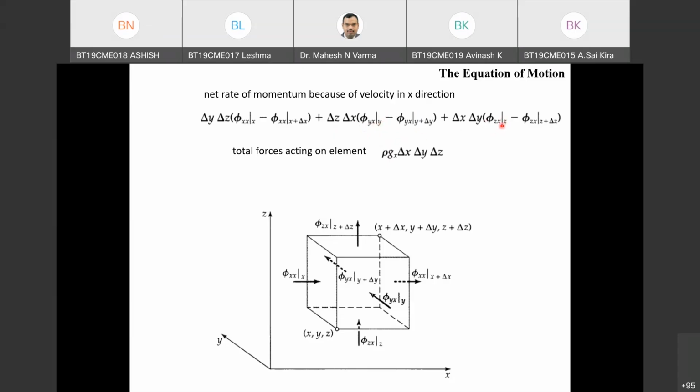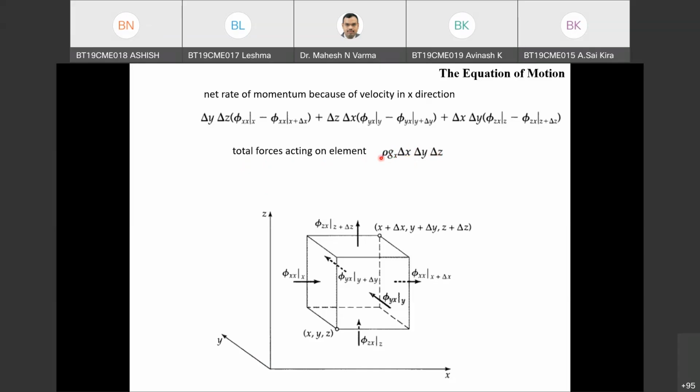Similarly, this is the z component, the rate of momentum coming in, and this is the rate of momentum going out, and this is the surface area, delta x, delta y. So this will be the overall rate of momentum coming in minus going out, the total forces acting on an element, and say Gx is the x component of the gravitational force.